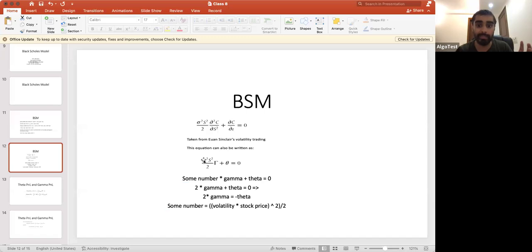And my PNL has these two competing ideas. One part of my PNL is this gamma part, right? And the second part of my PNL is this theta part, right? And they're both kind of butting against each other. One is positive, one is negative because their sum is zero, right? 2 minus 2 is 0. 5 minus 5 is 0, right?